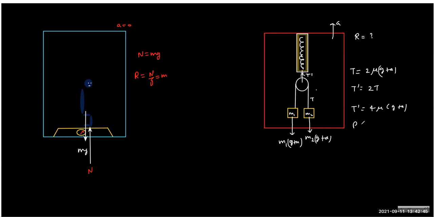And therefore the reading will be 4T dash by g actually, that is, 4 into the product of masses upon the summation of masses, into 1 plus a by g. You can see that this is the answer.